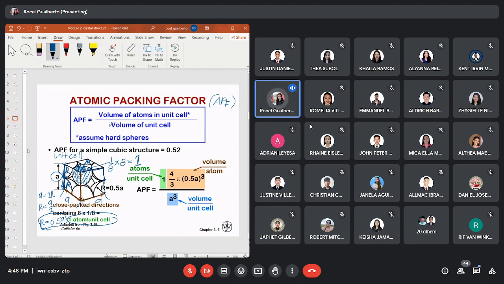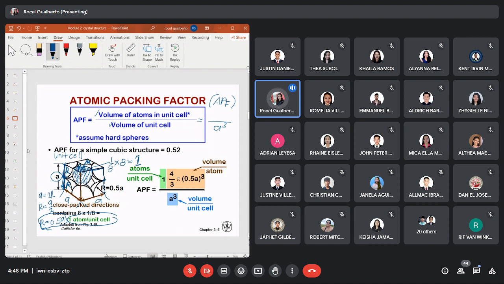So what would be the volume of this unit cell? It would be the volume of the cube. Okay? And what would be the volume of the cube? It is simply equal to A cube. Okay? Measurement of the side, then raised to the third power. So A cube. Okay? And then, yun naman pong numerator.